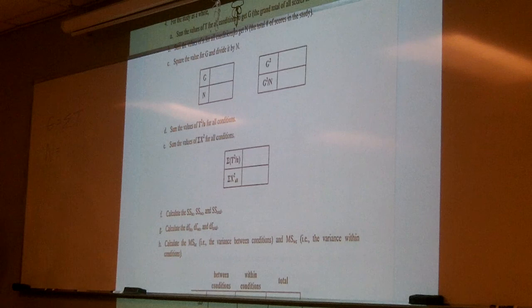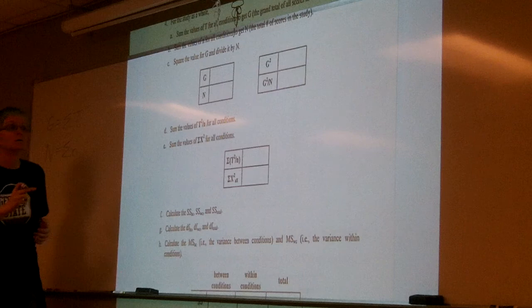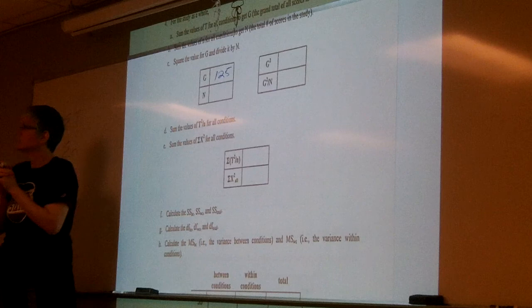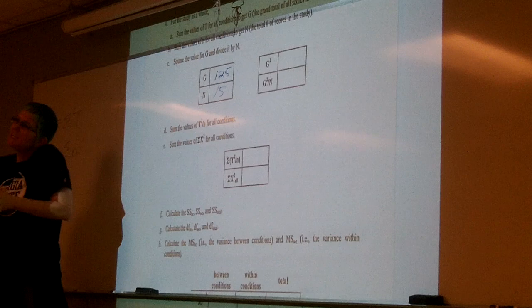Then you want to calculate big N for your study, and that is the sum of all your little n's. We know that our n for each condition here is 5. So that's 5 plus 5 plus 5. That's what's going to give us our big N. So tell me what you got for G. 125. And what'd you get for big N? 15. You should be good with 5 plus 5 plus 5.